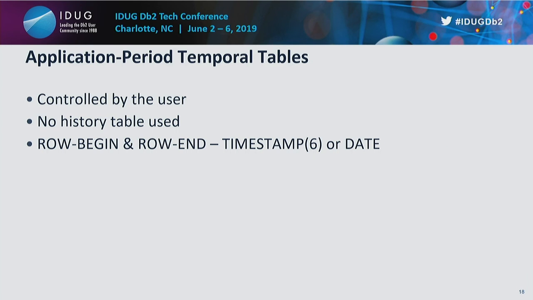So next up we have application period temporal tables. Again, these are controlled by the user for when the row is valid. There is no history table, so it's a much simpler approach in that all your data is in one spot. You only need a row begin and a row end, which can be timestamp 6 or a date. So it can be either or.